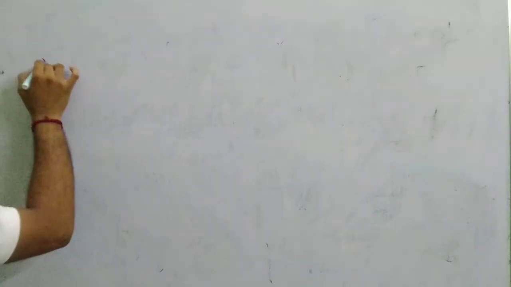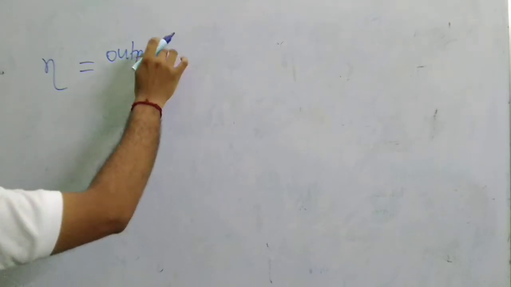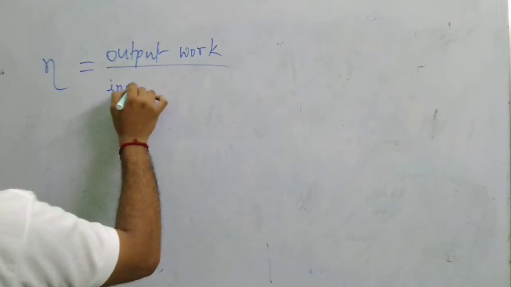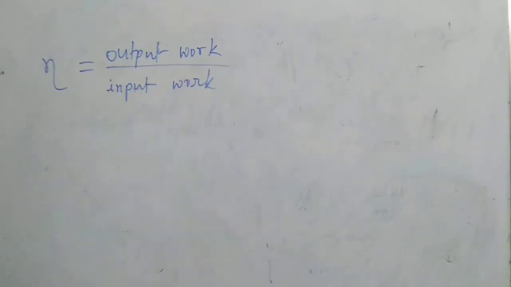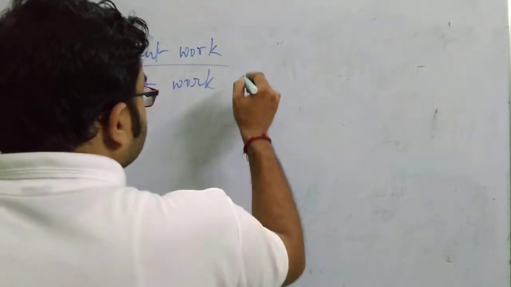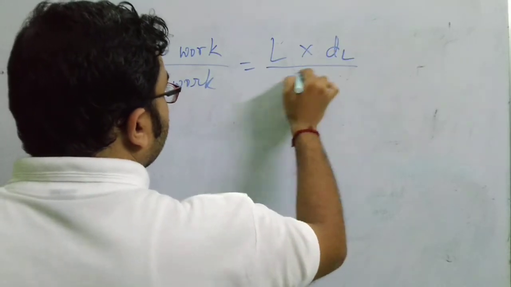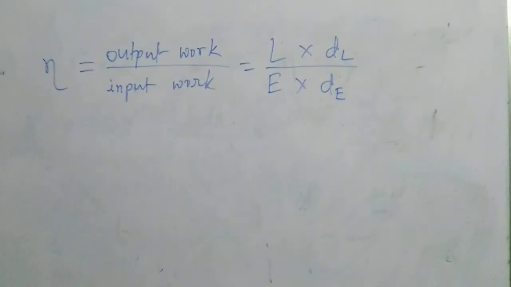See, we know that efficiency eta is equal to output work by input work, isn't it? Now you know that output work is equal to effort load into distance moved by the load. So this is equal to load, so you can write it as L into distance moved by the load dl by effort into distance moved by the effort. So this is the output and input work.